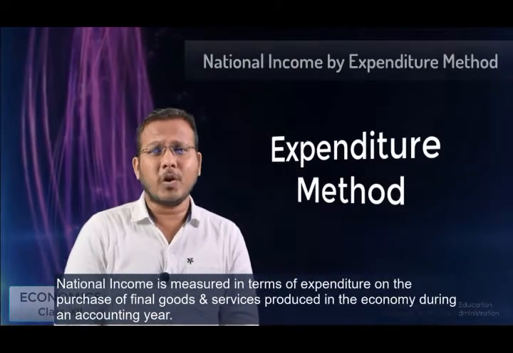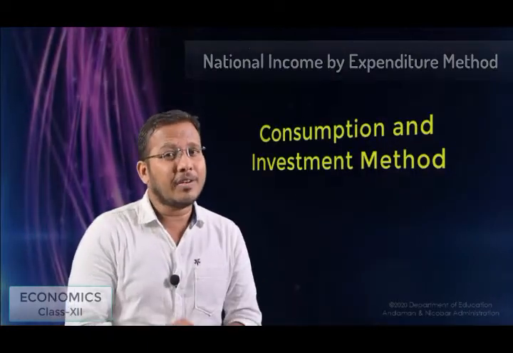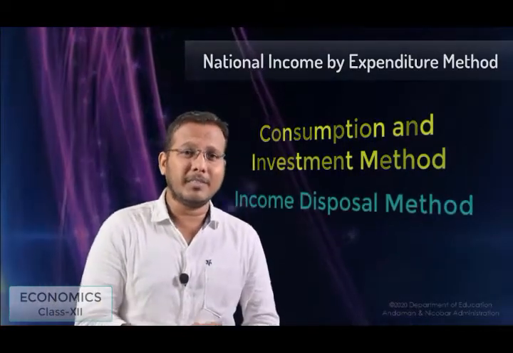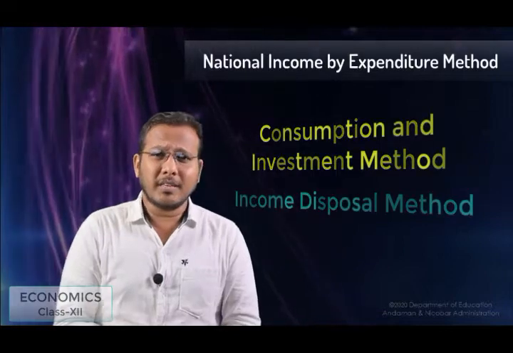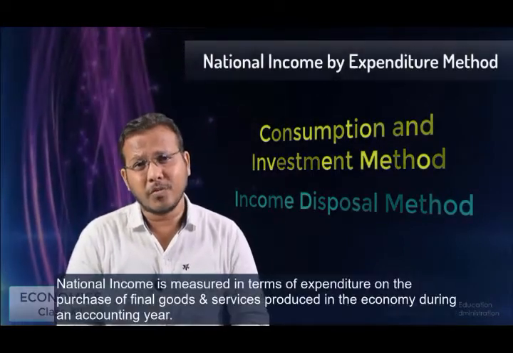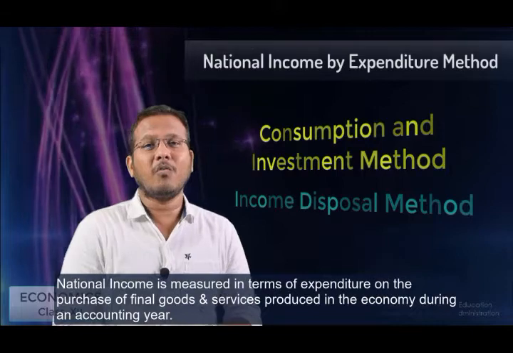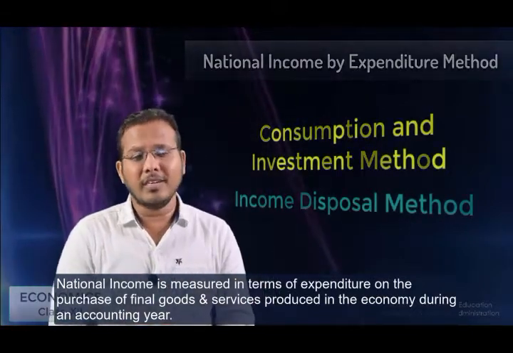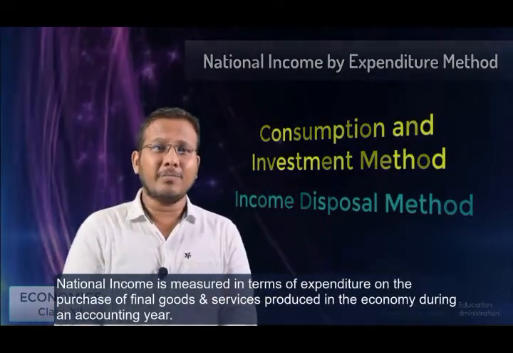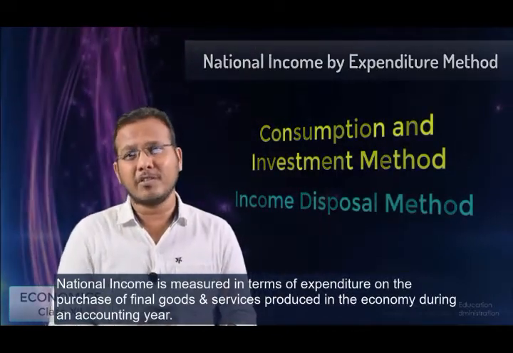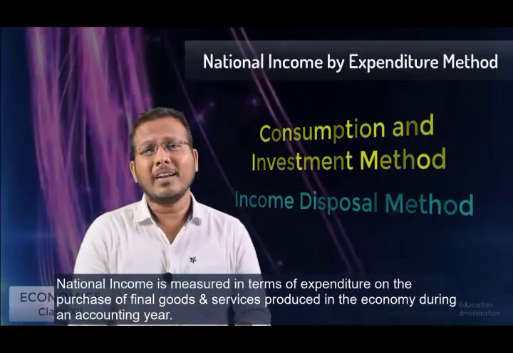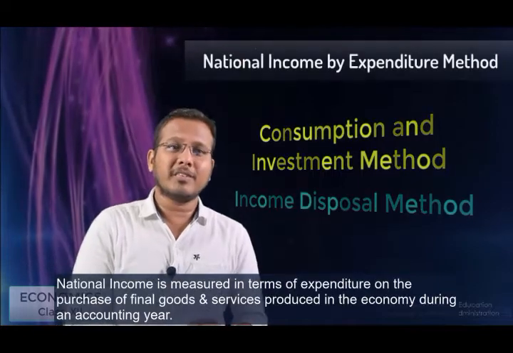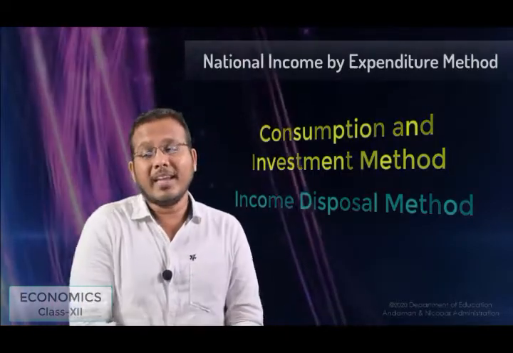So this method is also called the consumption and investment method, or it can be said to be the income disposal method. According to this method, national income is measured in terms of the expenditure on the purchase of final goods and services produced in the economy during an accounting year. Since the final expenditure comprises the value of consumption and investment, this method is also called the consumption and investment method, or the income disposal method.